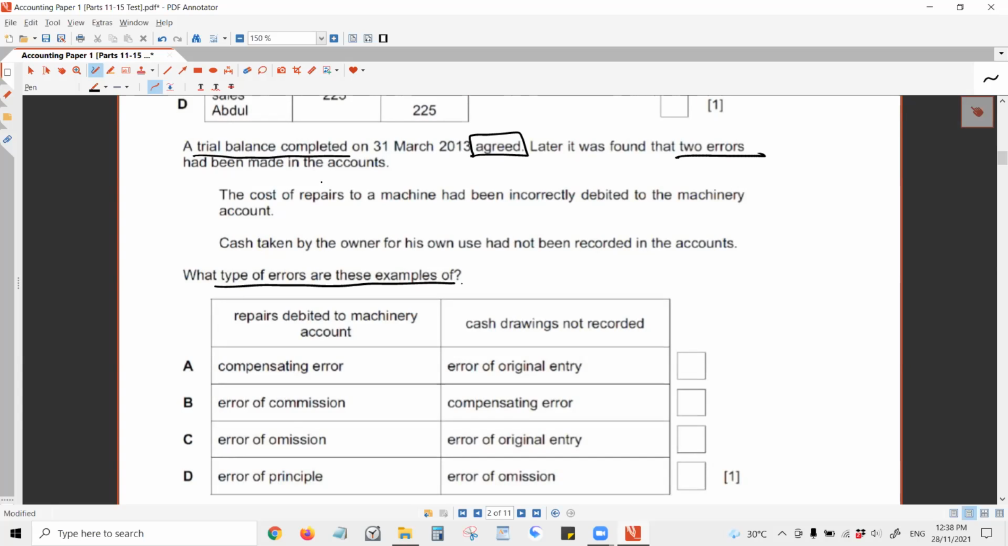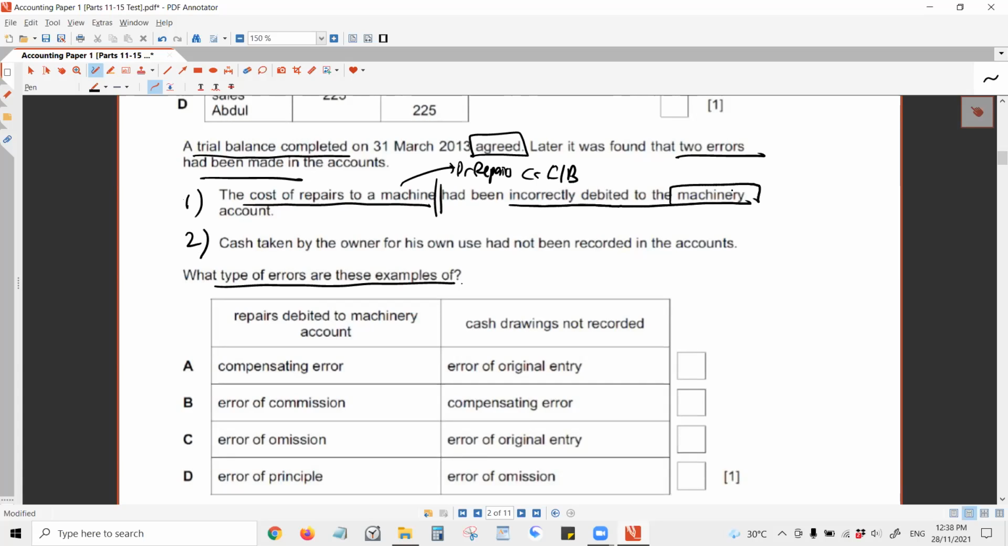Two errors found. First one, second one, repair to a machine. What should be done for this? You should credit cash or bank. When you pay for repairs, you credit cash or bank, right? Then you should debit repairs account. But what they did, they say incorrectly debited the machinery account. Instead of debiting repair, they debited machinery. Debiting machinery means buy machinery, which is wrong. So I think the answer looks obvious now.